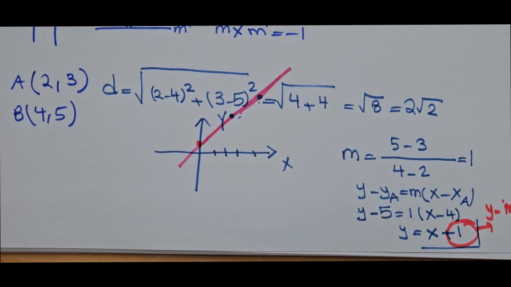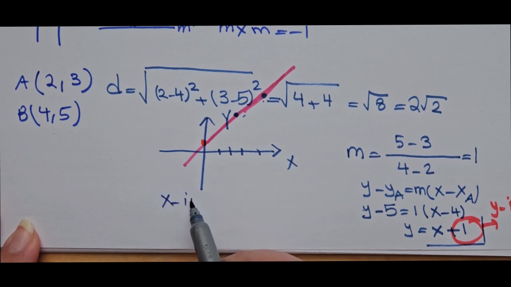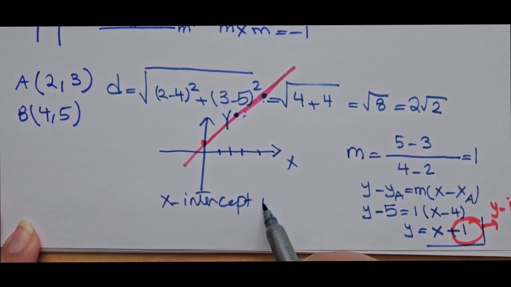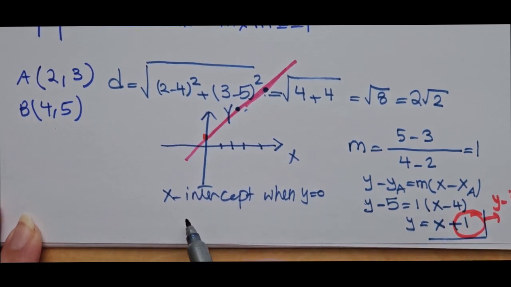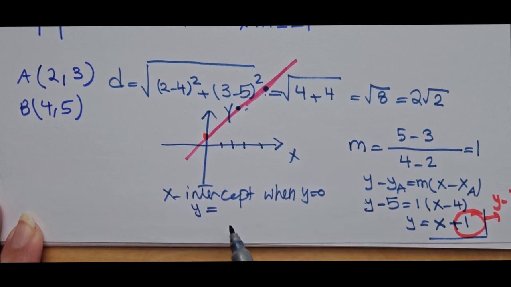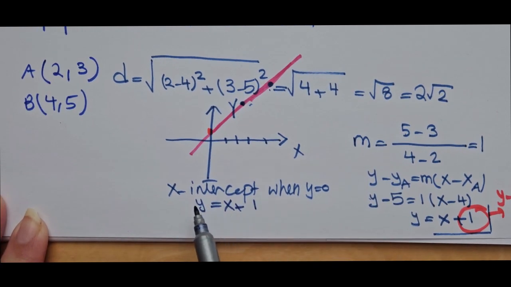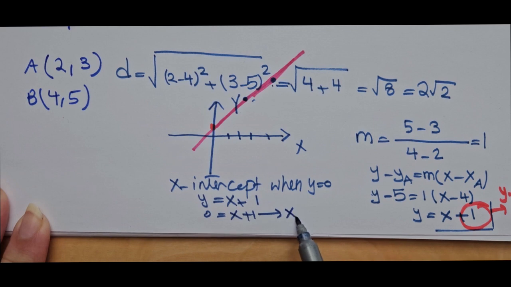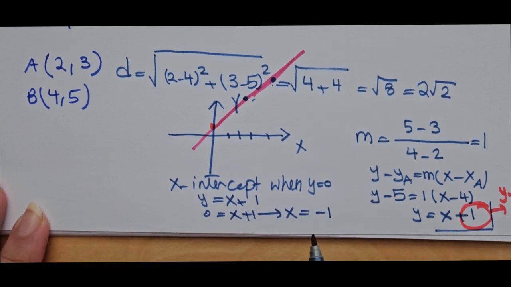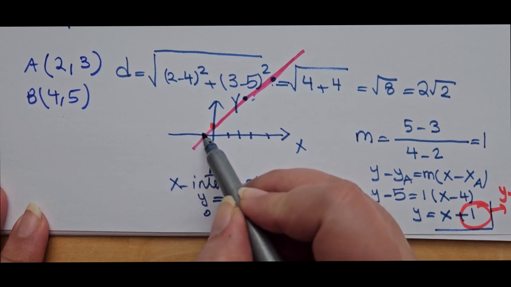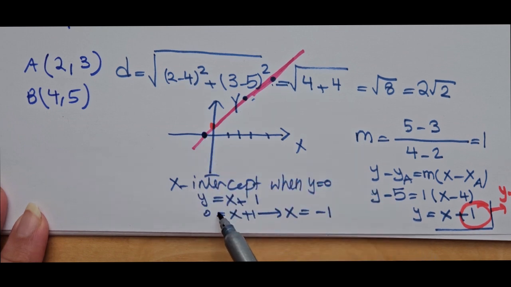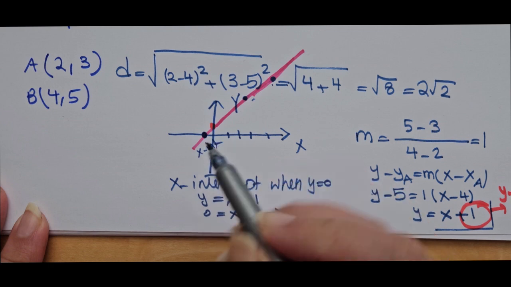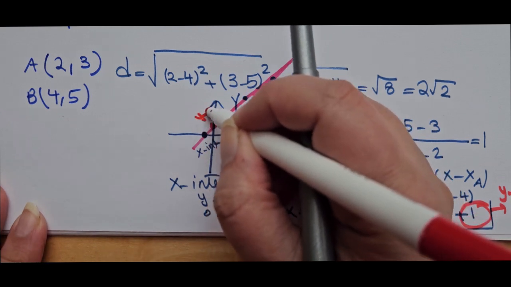Now, another question would be, what is the x-intercept? The x-intercept by definition is when y equals 0. So you have the equation y equals x plus 1. We want to find the x-intercept, so y should be equal to 0. If I solve it, x must be equal to -1. Exactly at point x equals -1, this is your x-intercept. So this is your x-intercept, and this is your y-intercept.